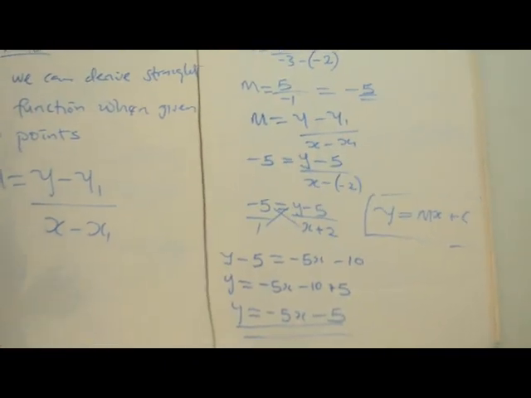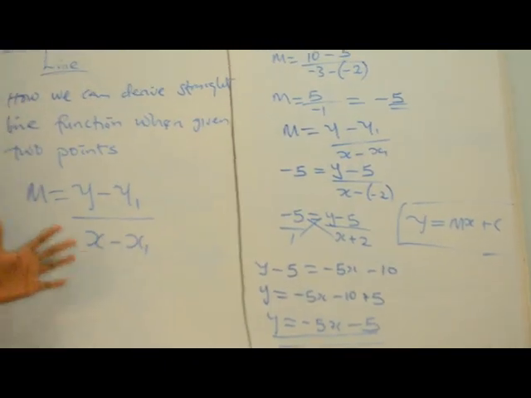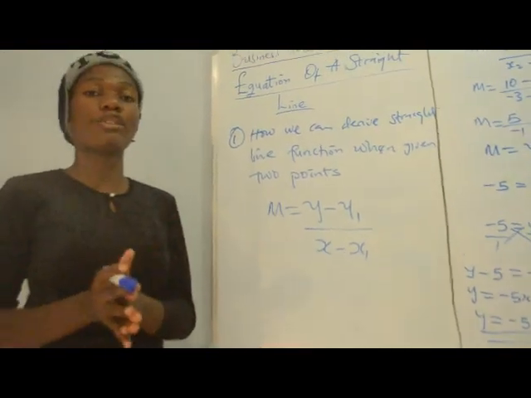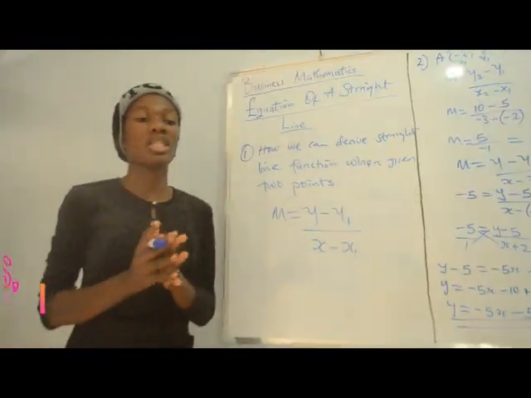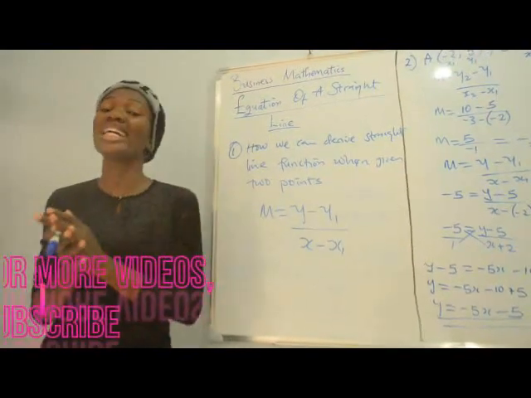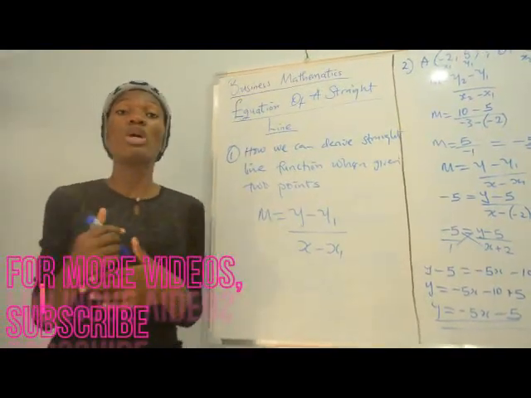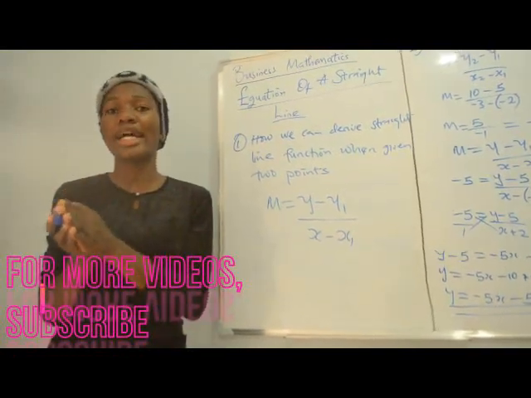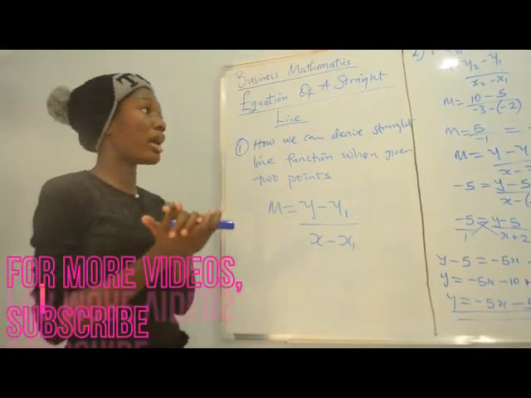So with this, we've come to the end of this subtopic, which is deriving our straight line function when given two points. In the next video I'll be posting how we can derive our straight line function when we are given only one point, as well as a parallel line.